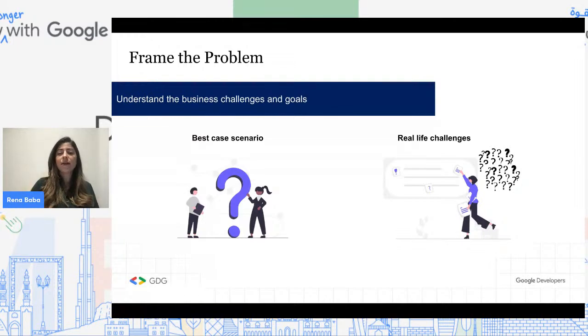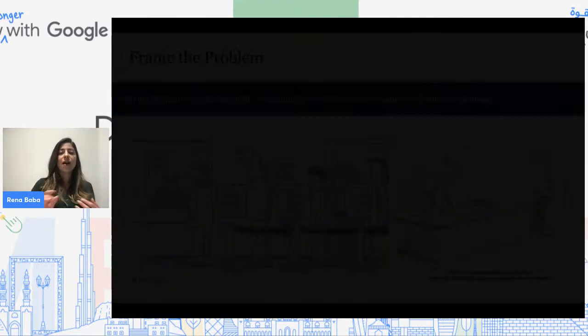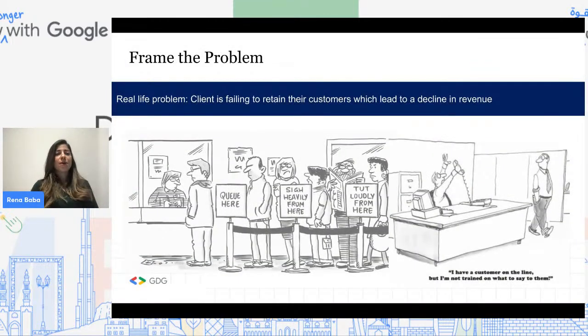So let's say, and I'm going to give you now an application of design thinking and how it's relevant for AI or for machine learning. Let's say you are approached by a client, or your company tells you, we are failing to retain customers, and this is leading to a decline in revenue.